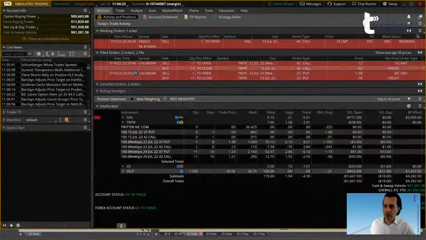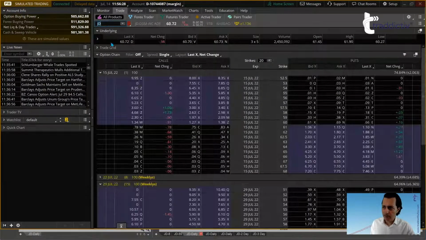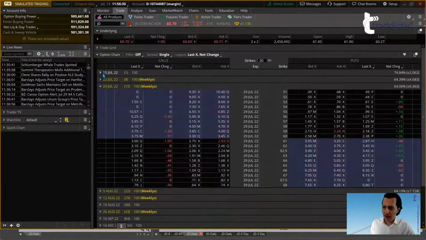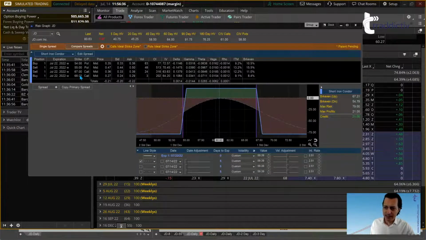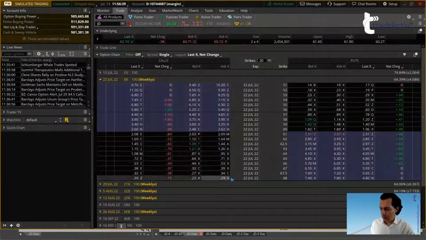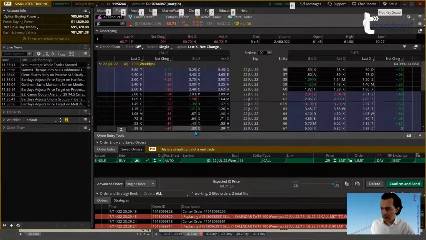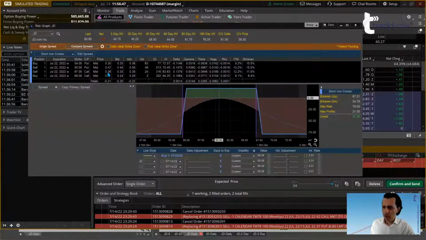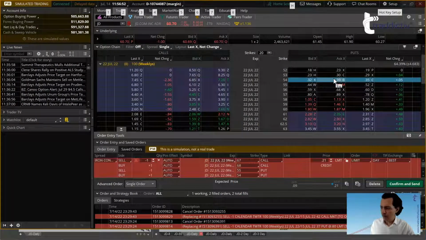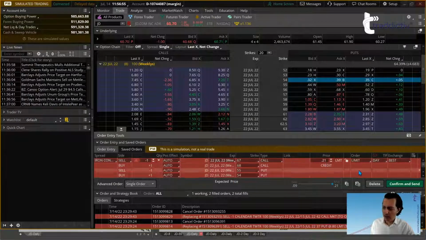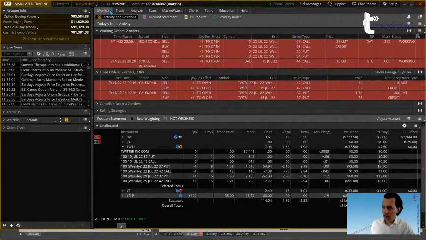I'm going to get into TOS. We are looking at JD, at the July 22nd expiration right here. The strikes we're going to be using are 68 and 67 on the call side, and on the put side, we're using 55 and 54. This is supposed to create a credit of 21. So I'm just going to send it and see if we get filled.